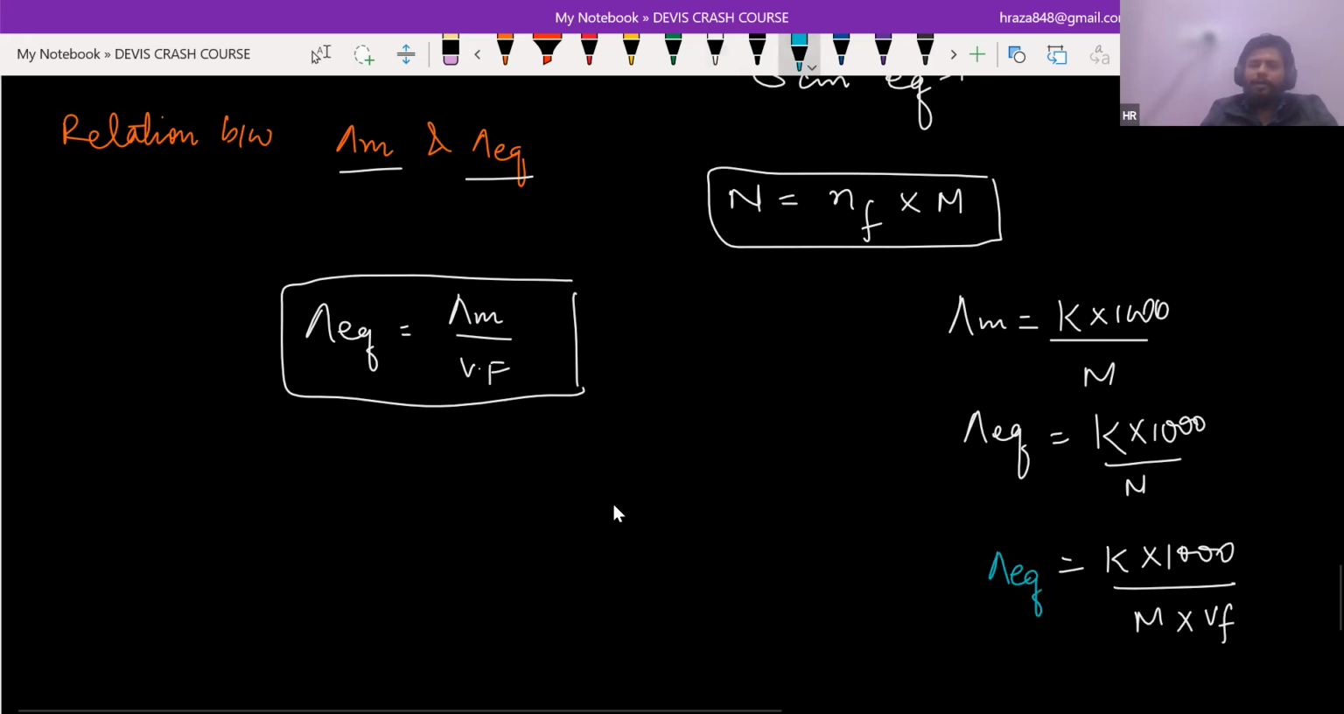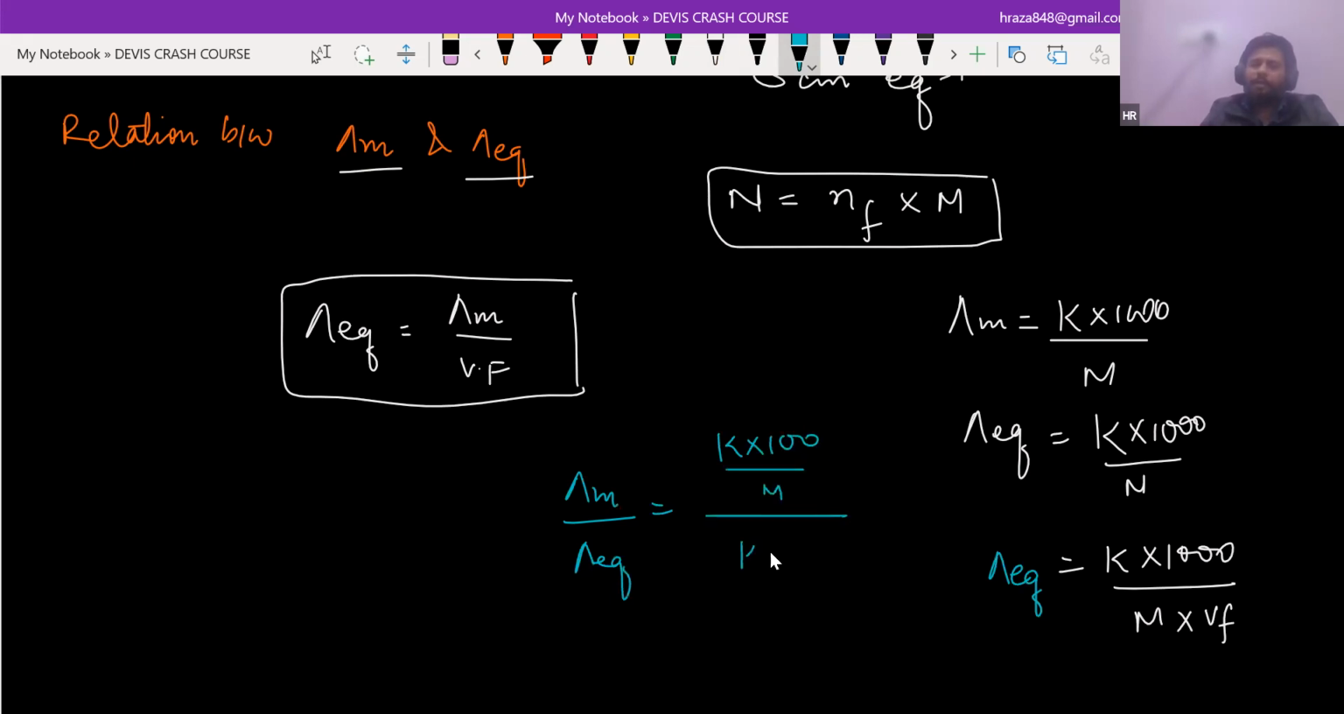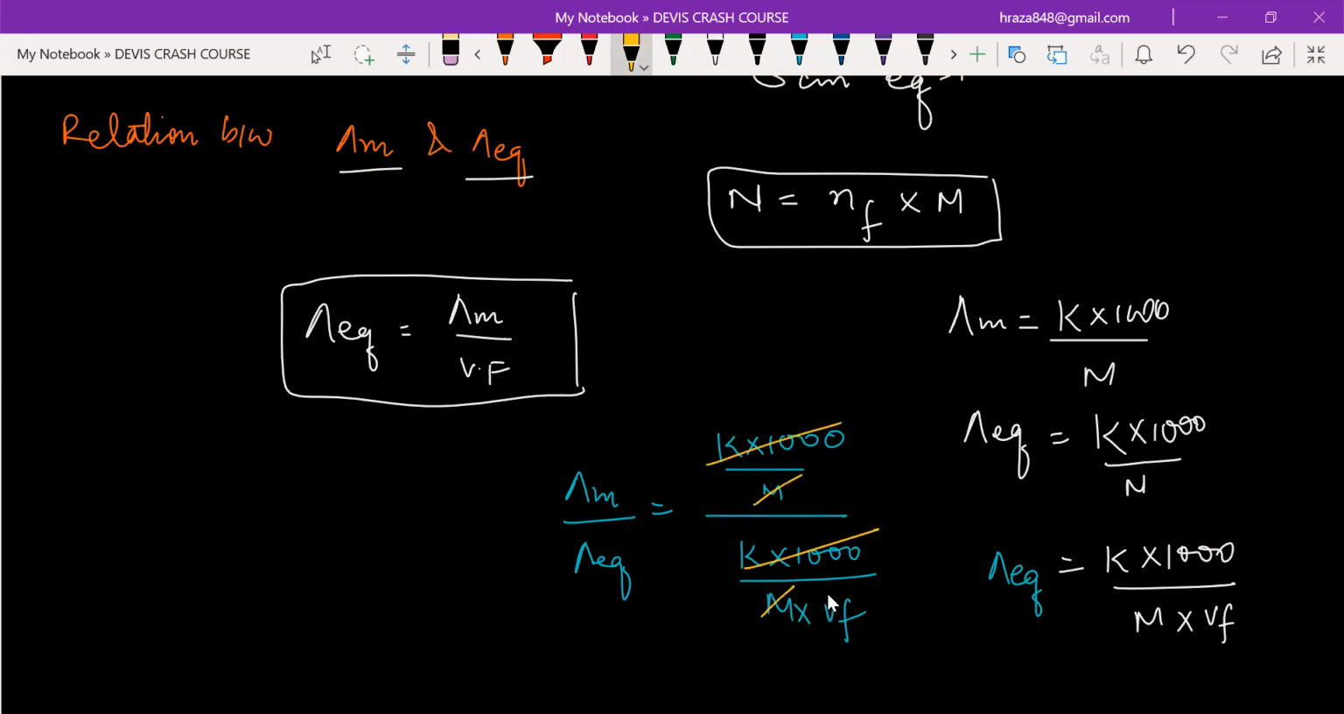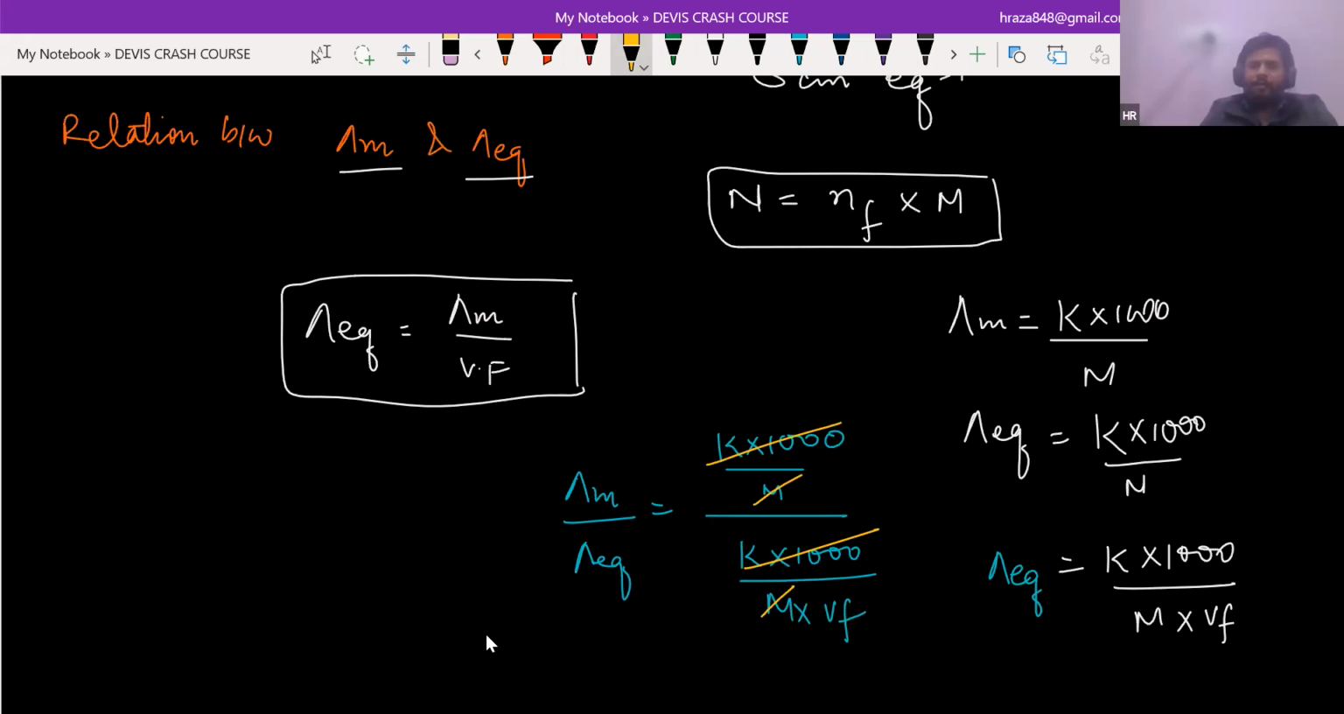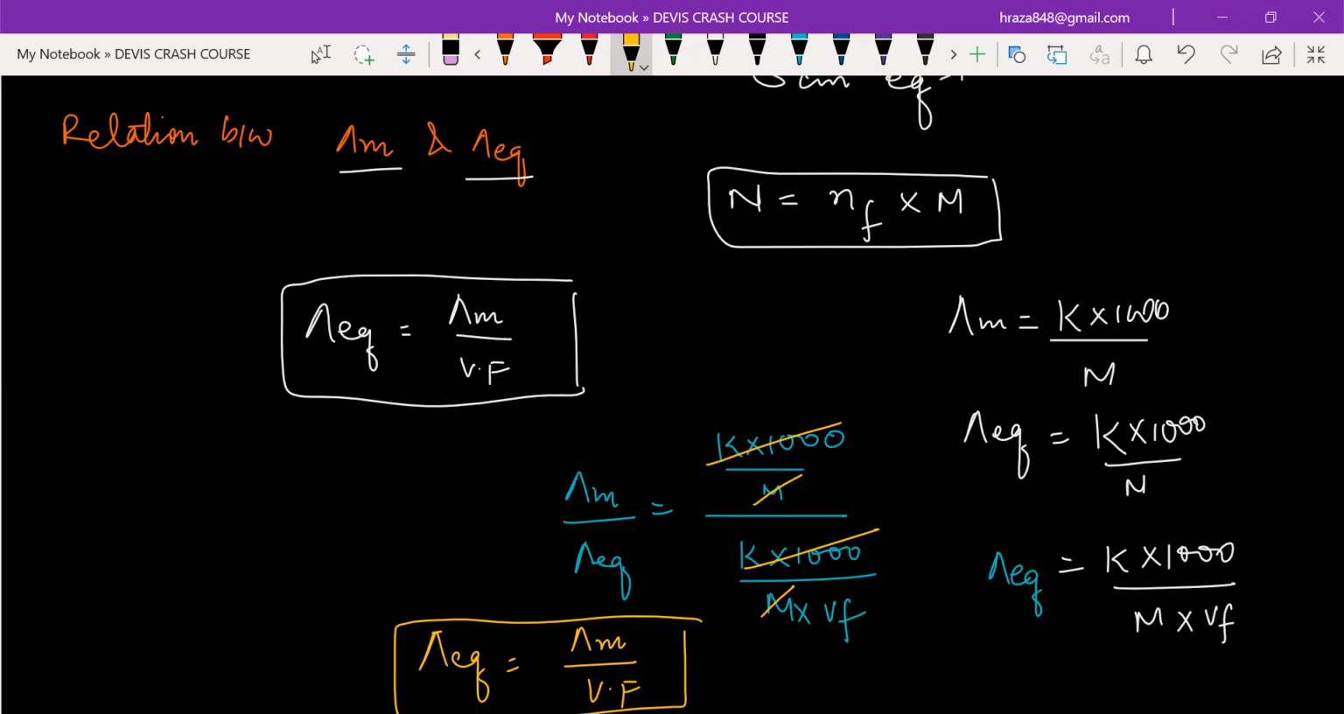So if I divide lambda M upon lambda EQ, lambda M is equal to kappa into 1000 upon M, and here it is kappa into 1000 upon M into valence factor. So you can see that easily. Yes or no? And then you can get lambda EQ equal to lambda M upon valence factor. So this is the relation that we need to take care of.